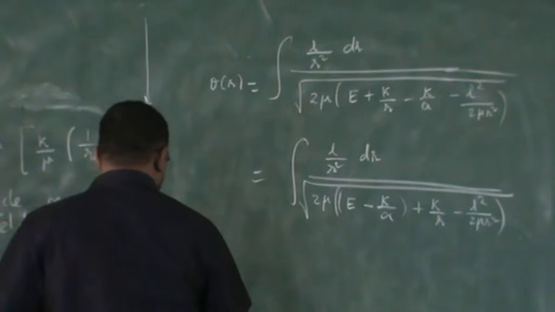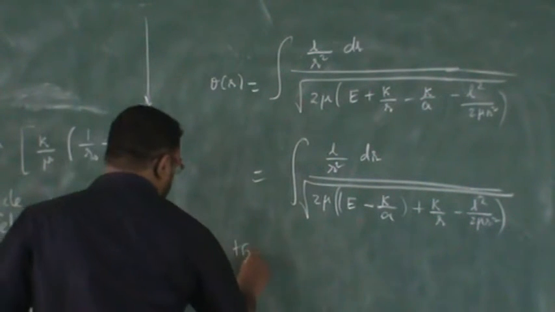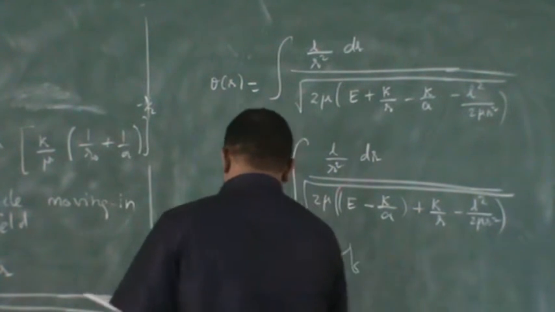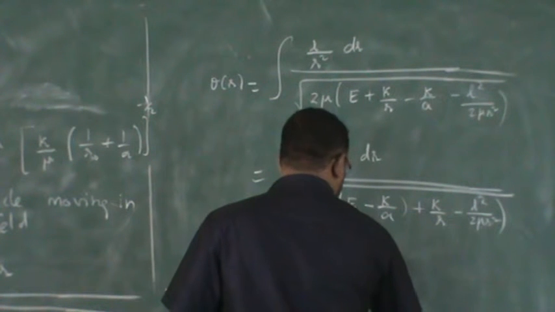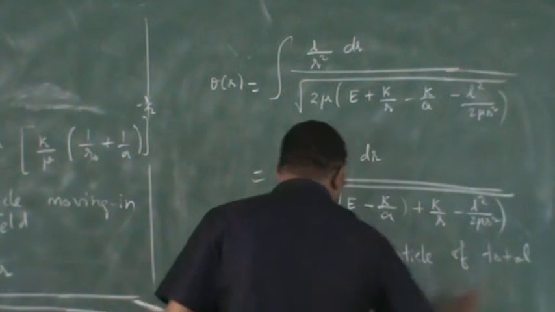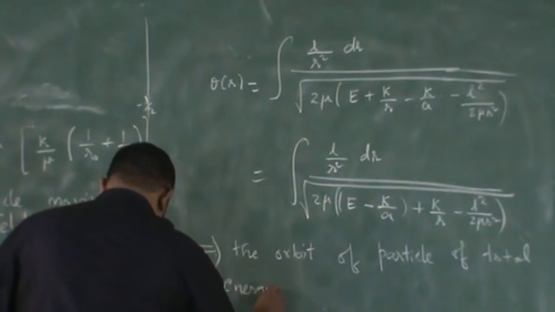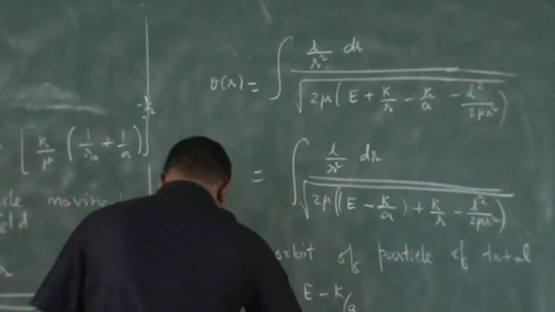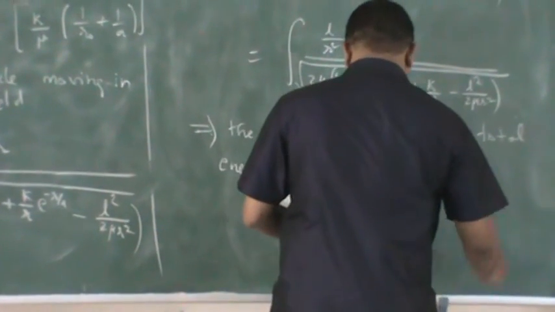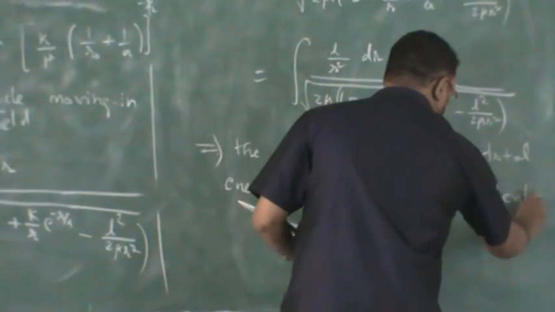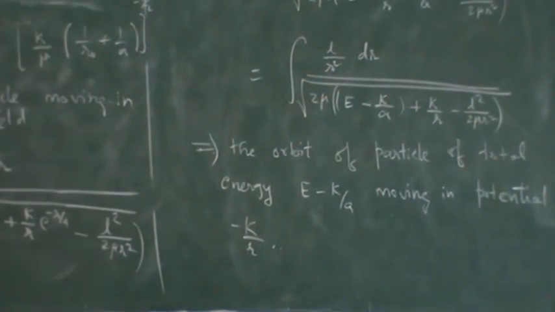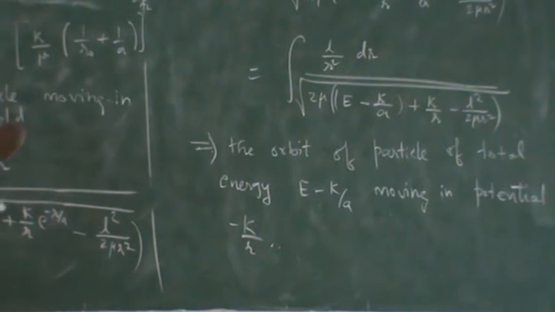So the orbit, total energy only changes. Which implies the orbit of a particle of total energy E minus k by a moving in a potential like that, that is Coulomb potential. This is that approximation, this is similar to this.